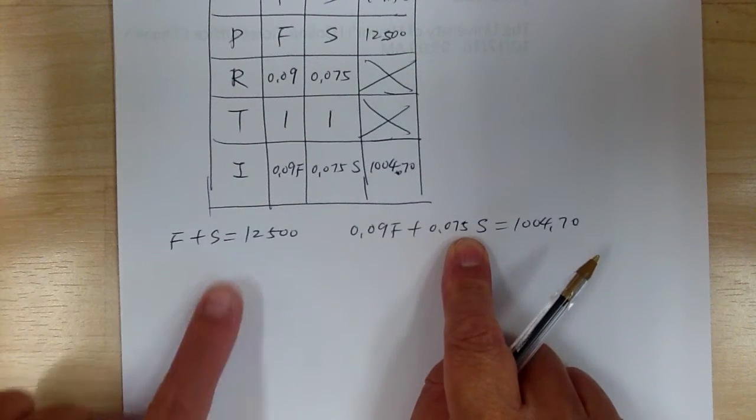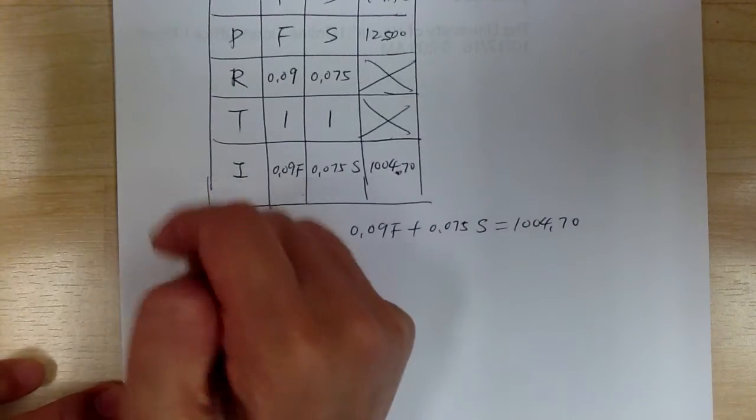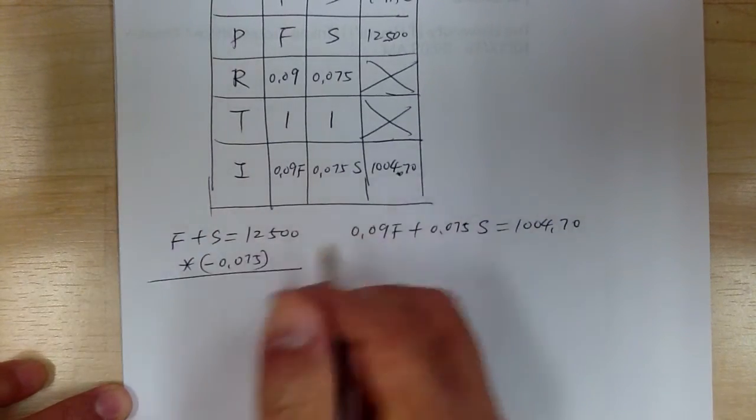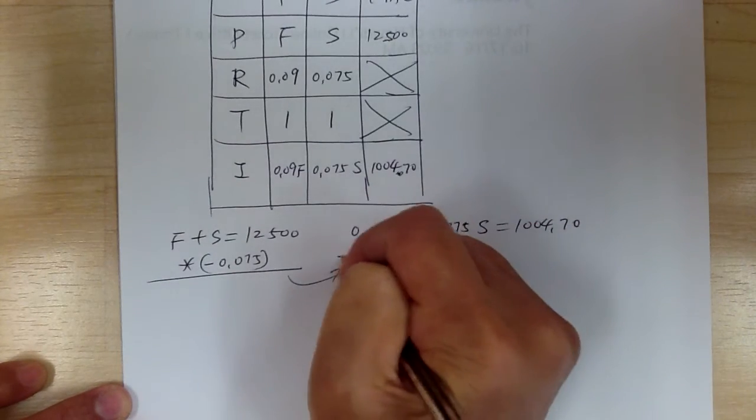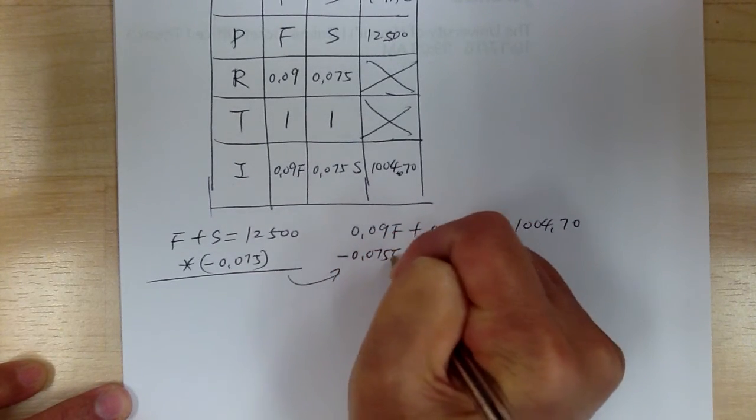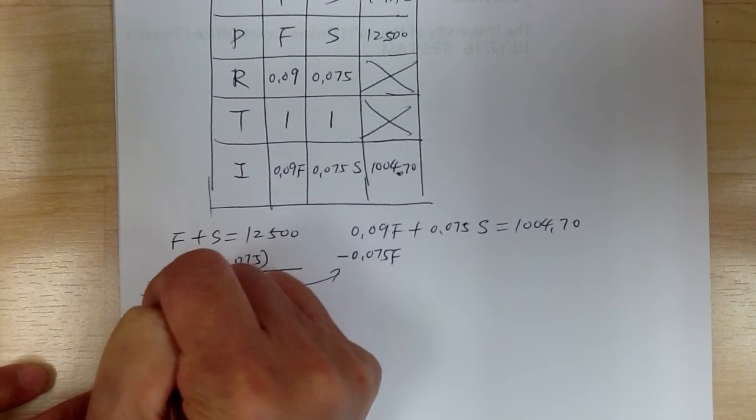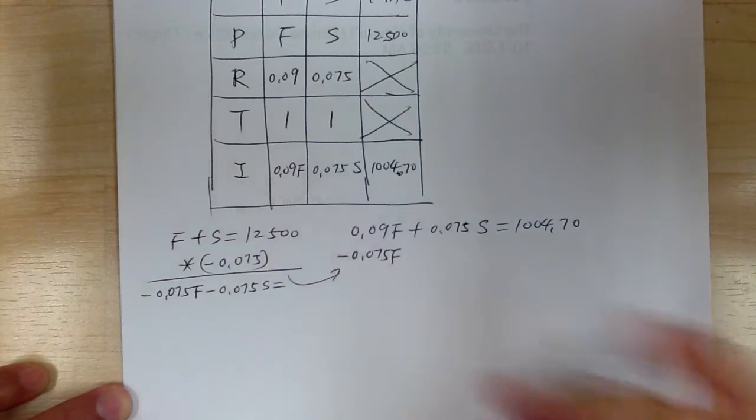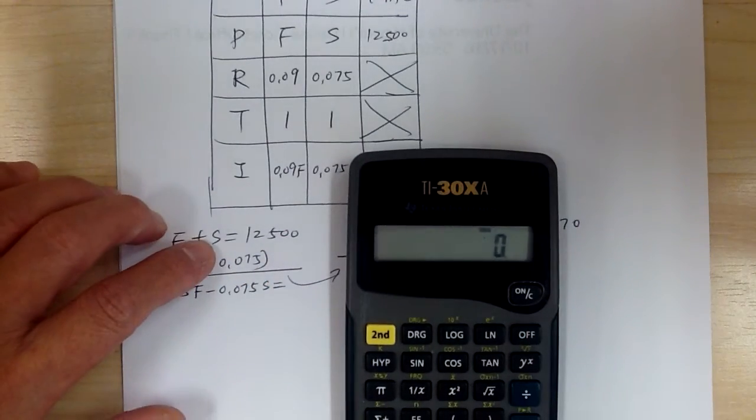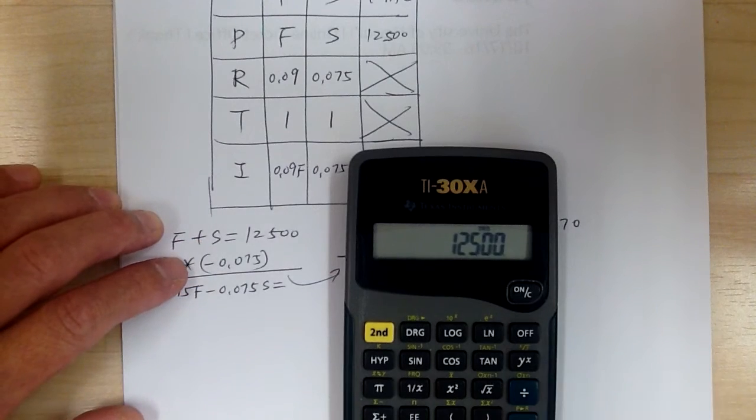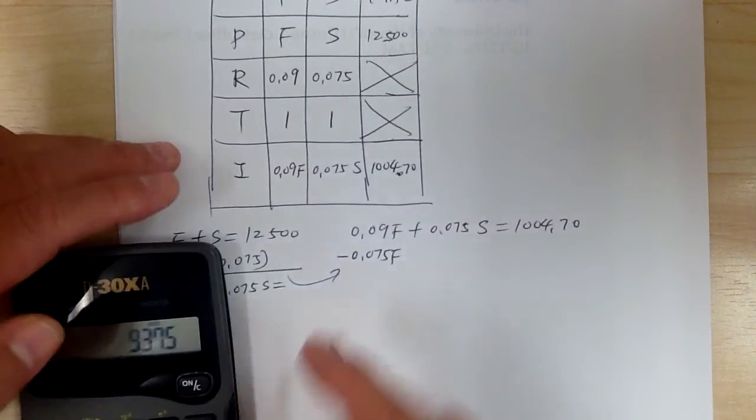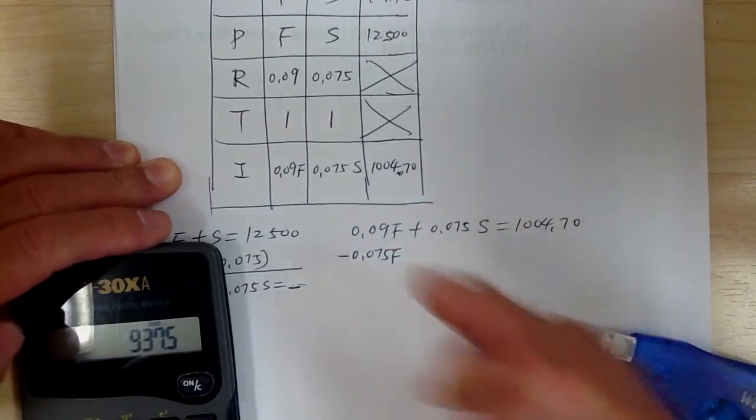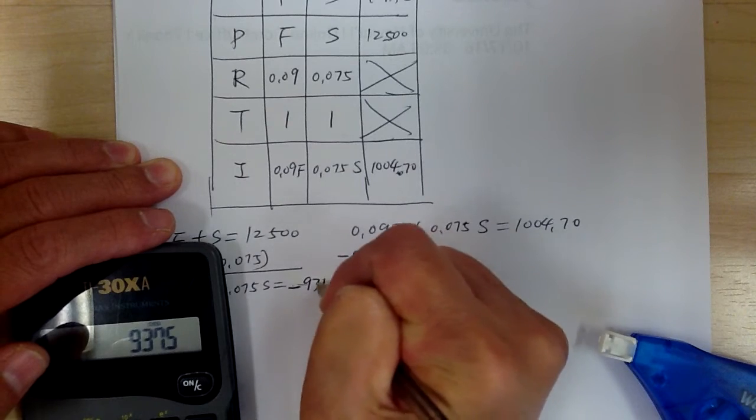So again, this is a lower number, so that's going to make the s opposite. So multiply by negative 0.075, and you put it underneath there, so you get negative 0.075f. Yeah, let's go and write it out. So 12500 times 0.075. Okay, so you get negative 937.5.